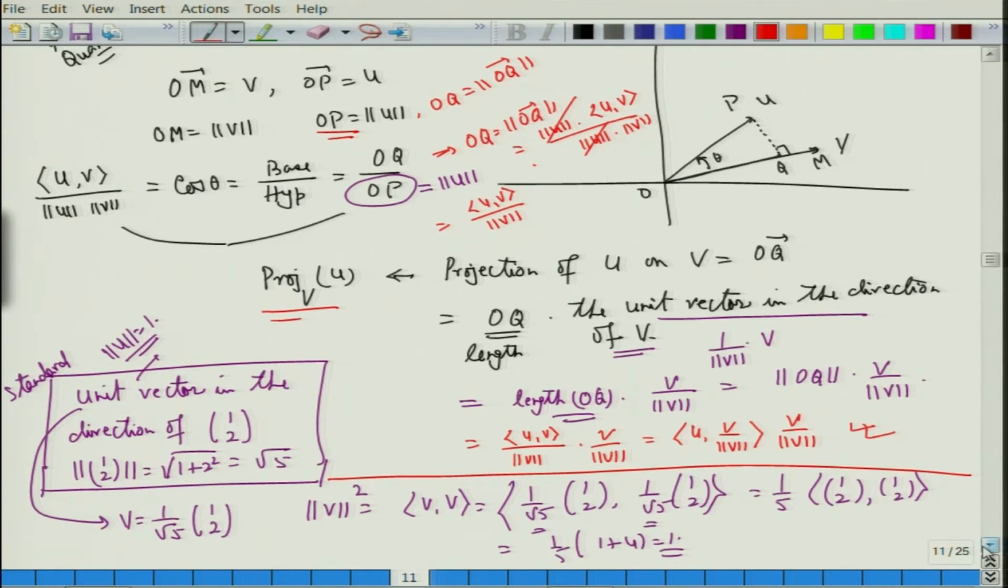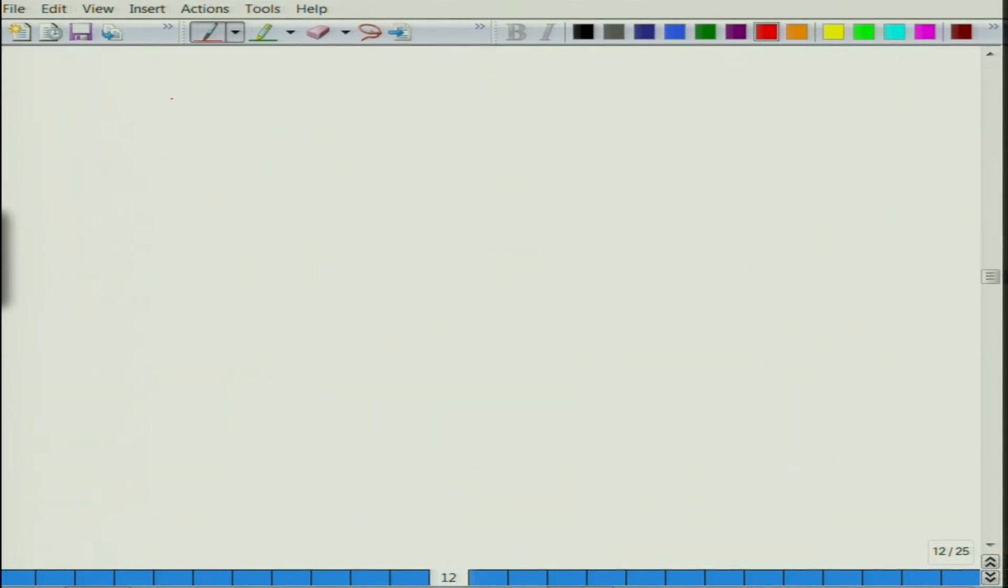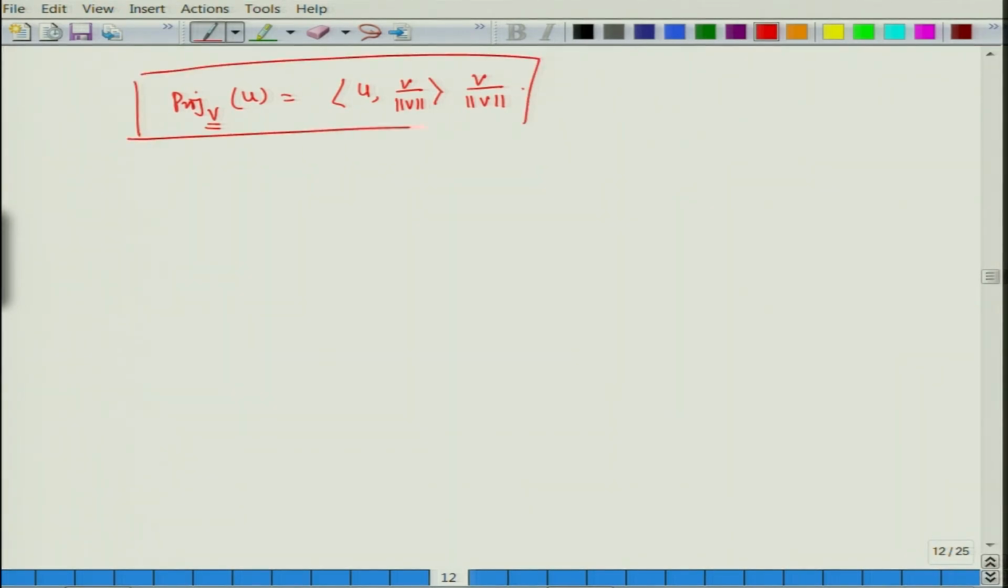So, projection of u on v is, just write u as it is. Since you are talking of projection on v, it is a unit vector in v that I have to look at. So, v upon length of v divided by v upon length of v. Is that okay? So, this is what you have to be careful, you have to understand this part. This is what the projection is, fine.